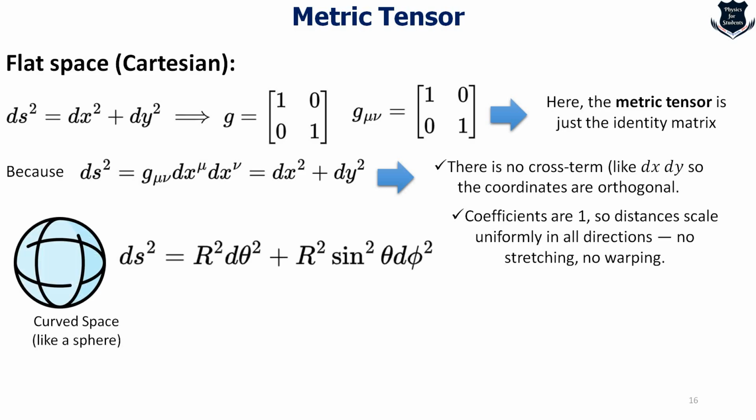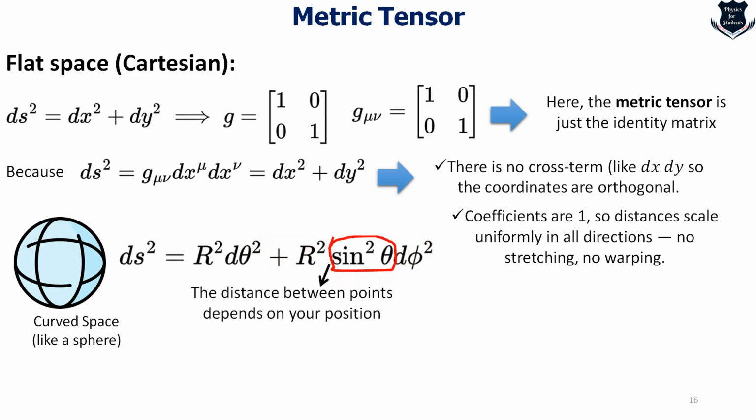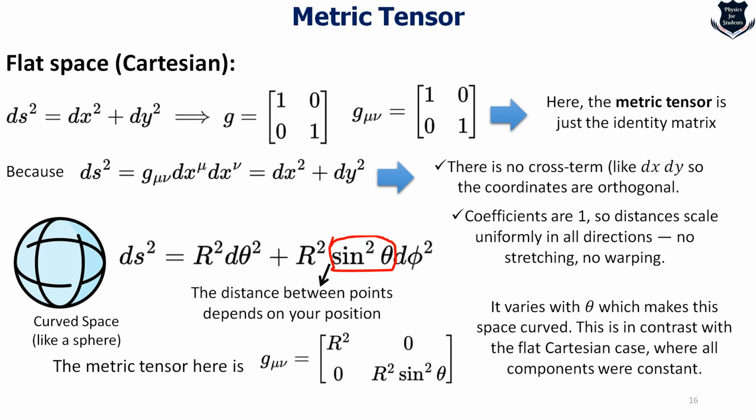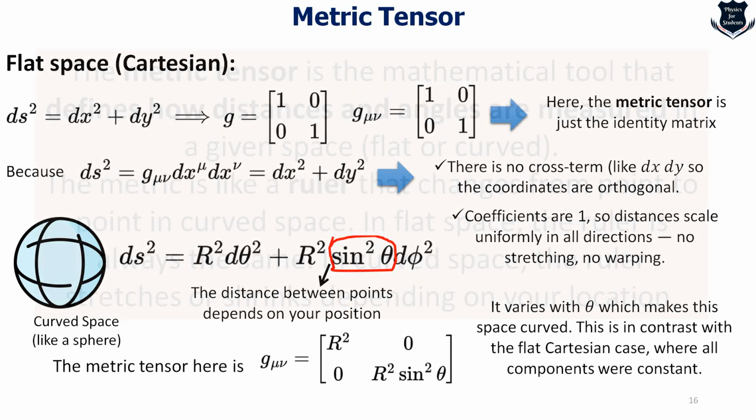But if I take a curved sphere, something like this, we get a coordinate like this. And here you need to notice that this sine squared is actually the distance between the two points. So what it tells is that it varies with theta, obviously, because it is not a Cartesian coordinate, and it is in contrast with the coordinate and how the theta will behave. So the metric tensor here becomes something like this, not the usual metric tensor of Cartesian coordinates, the identity matrix.